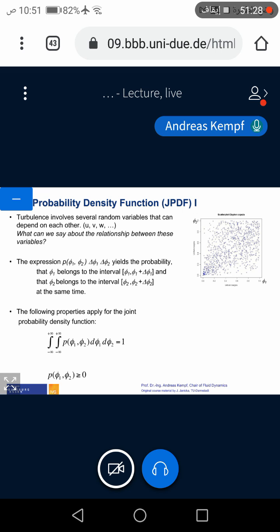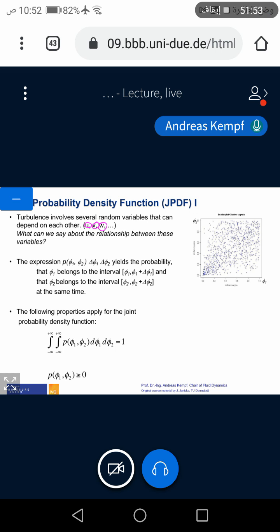Now we can look at joint probability density functions. This is going to be a bit more fun, and this is some of the difficulty we typically have with turbulence. Turbulence does involve several random variables that can depend on each other, starting with the different velocity components u, v, and w. Are they independent or related? How can we find out? What can we say about the relationship between these variables?